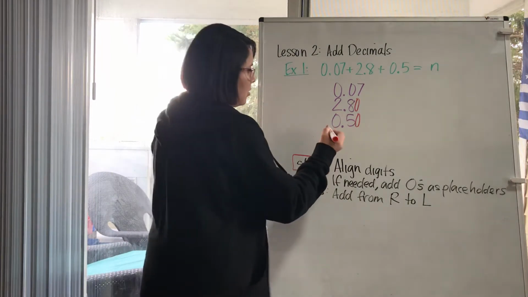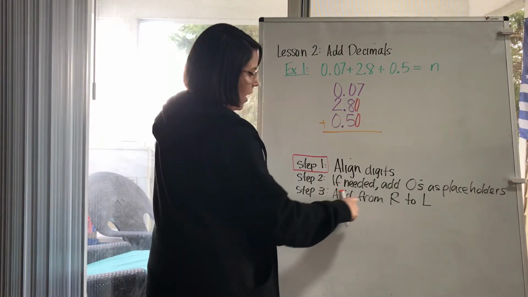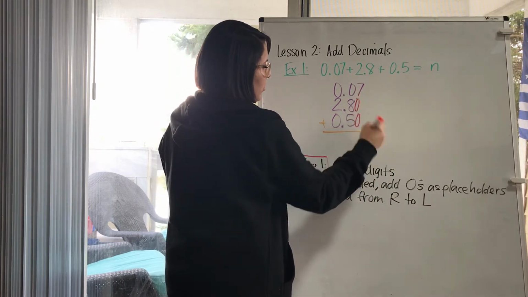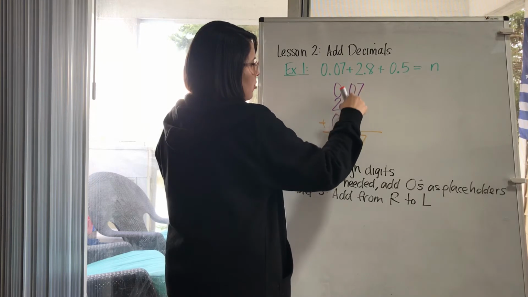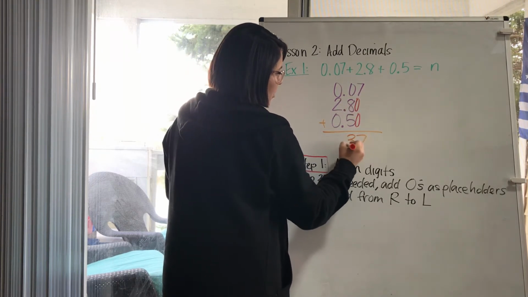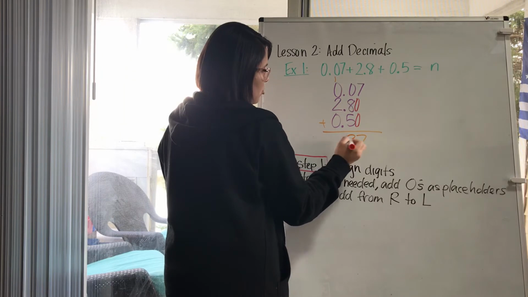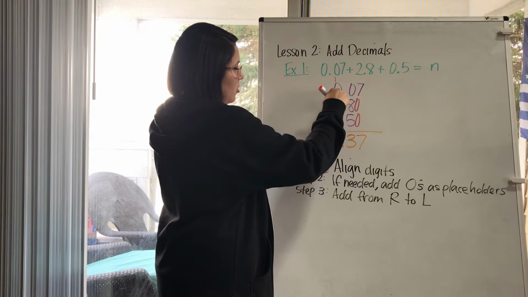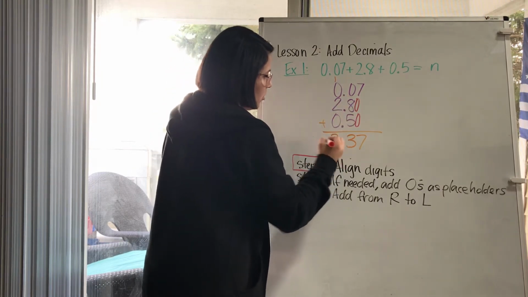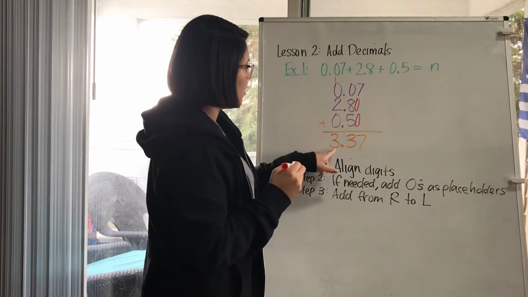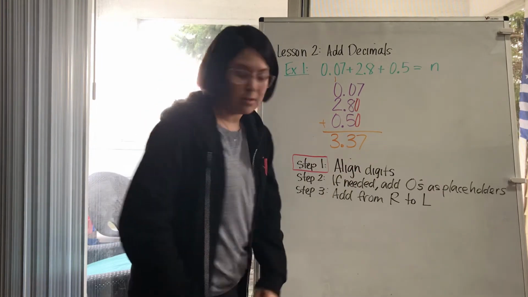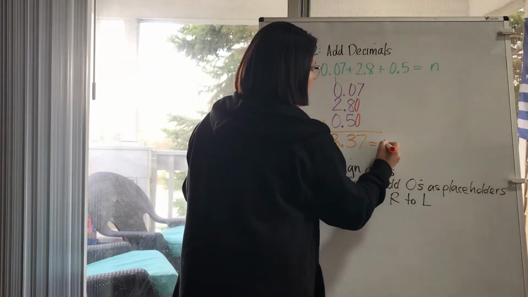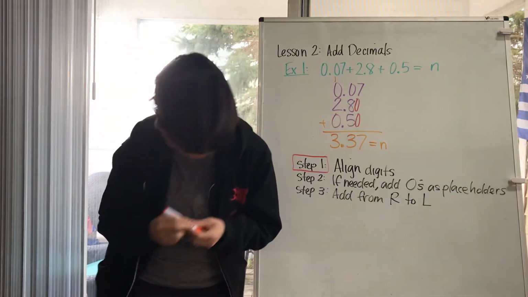Okay, now let's add. Add from right to left. Here's my right, I'm going to add this way. 7 plus 0 plus 0, 7. 0 plus 8 plus 5, 13. Carry my 1, just like usual, because that's going to add to that whole number. 1 plus 0 plus 2 plus 0 is 3. So my answer is 3.37. All right, equals N. Don't forget equals N, because they asked me what N was.